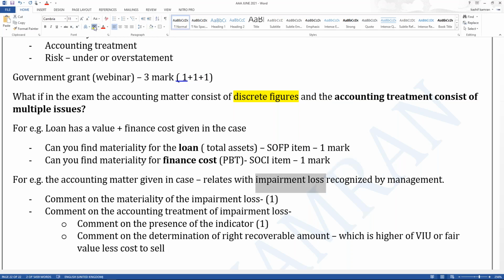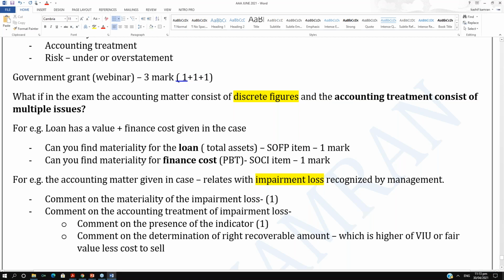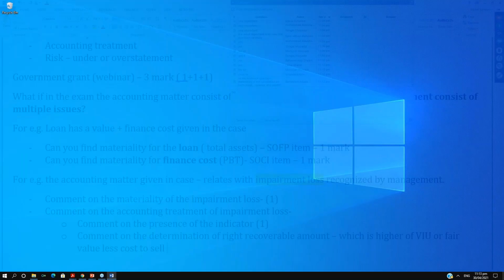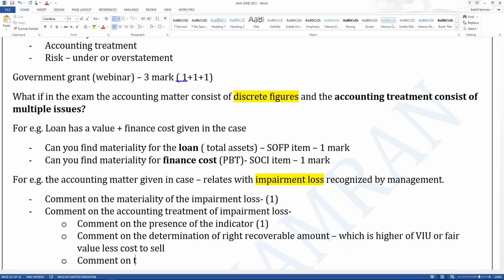So when you are writing an accounting treatment of a complex situation like impairment loss, you can gain multiple marks. First, by commenting on the indicator, then commenting on the recoverable amount, and then finally commenting on the impairment loss being recognized when the carrying amount exceeds the recoverable amount. And then you judge whether the impairment loss recognized by management is the right amount or the wrong amount. So you can gain multiple marks for accounting treatment.